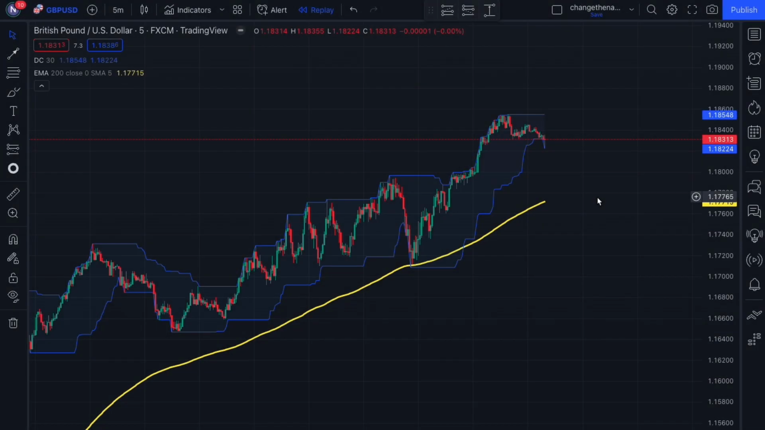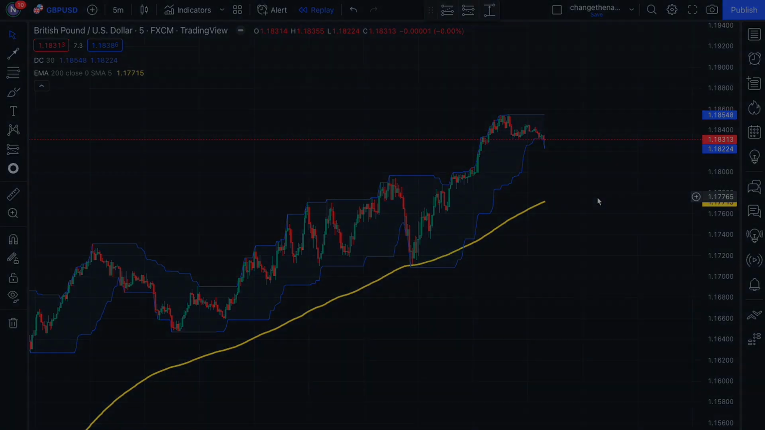Alright, so that is how this strategy works. Now it's time for me to jump into the backtester to find the true results behind this strategy.